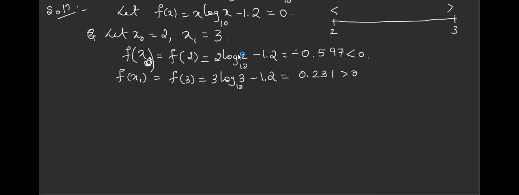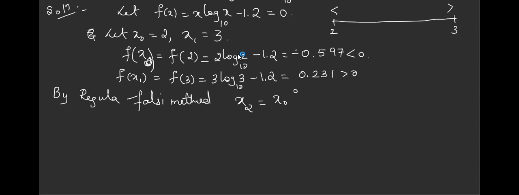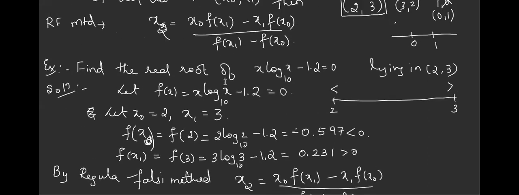Okay. Now what do you do? This is done, so just apply the regula falsi method. By the regula falsi method, we have to calculate x2. The formula: x2 equals x naught f of x1 minus x1 f of x naught, take the least number, divided by f of x1 minus f of x naught. Have I not written the same formula? Check. Yes, both are one and the same.